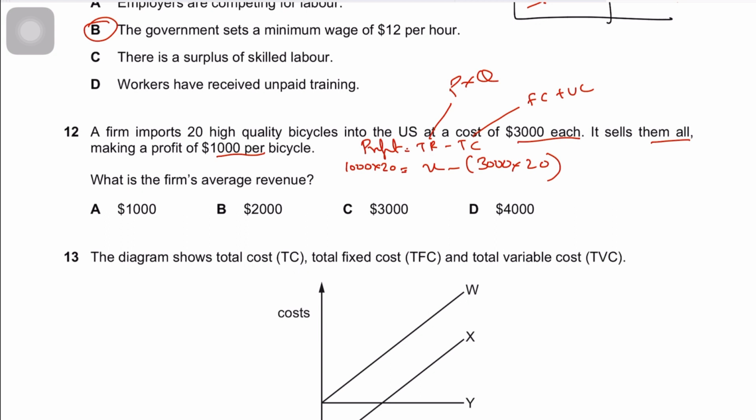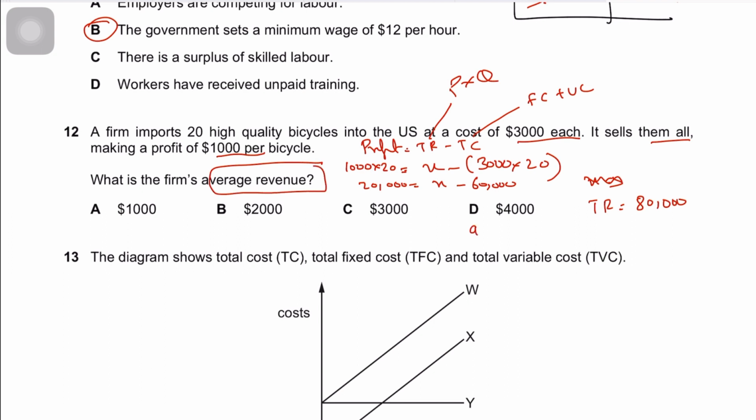And this should come up to how much? This should be 20,000 equals X minus 60,000. So the value of X should be how much? 60 plus 20, that is 80. So your total revenue comes to 80,000. That's your total revenue. But they're asking about the average revenue.